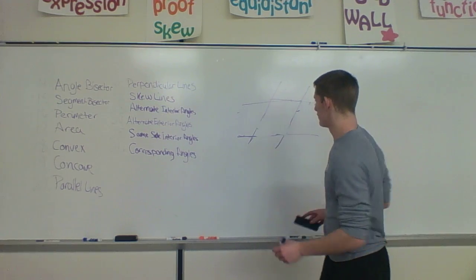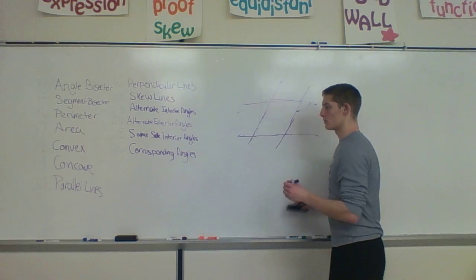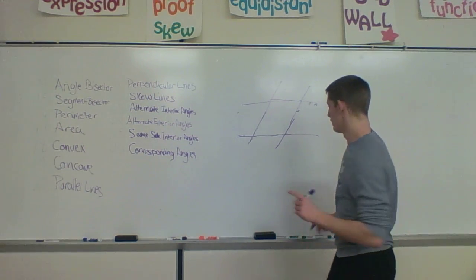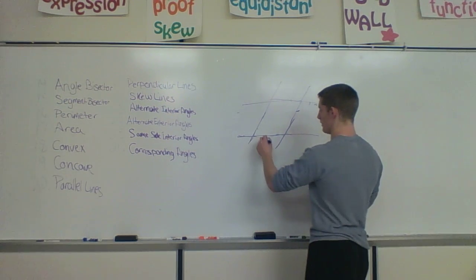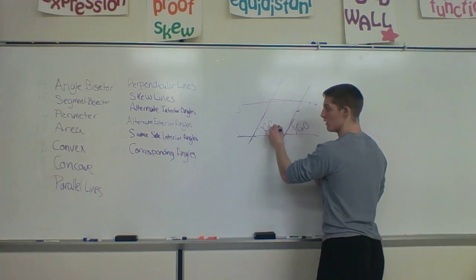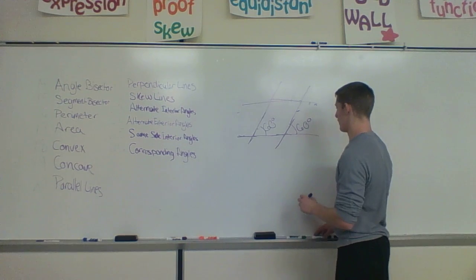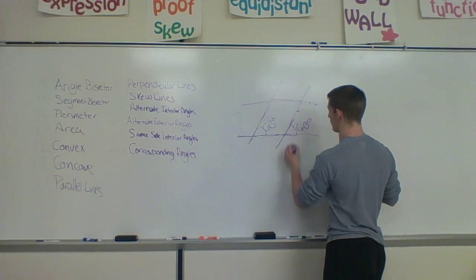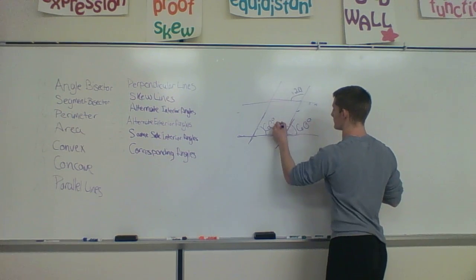And finally, you have the corresponding angles, which are on a transversal and they're one right after the other. So 60 and 60. They have the same measure of an angle and they're on the same line and they follow one after the other. You can have it here also with the 120s.